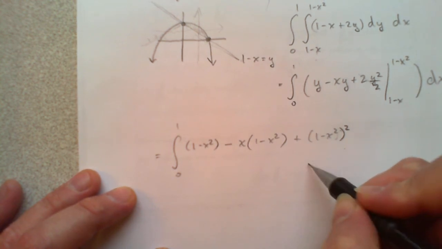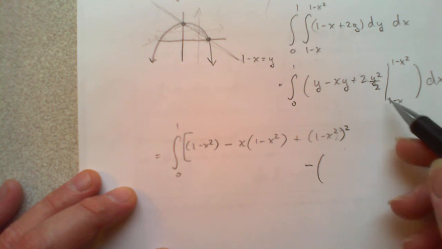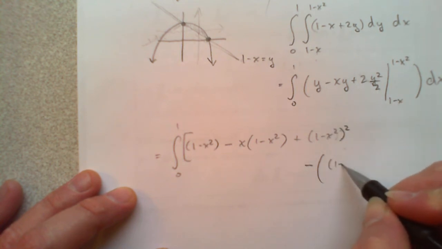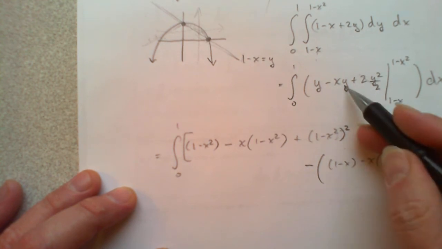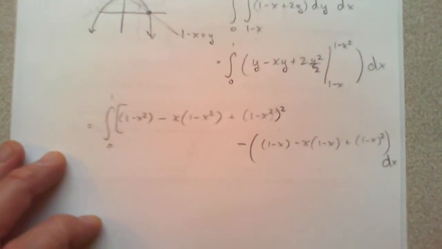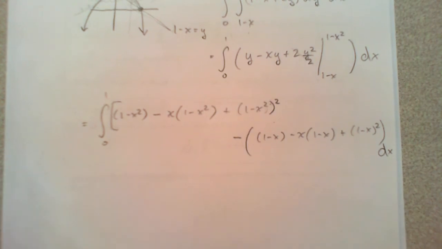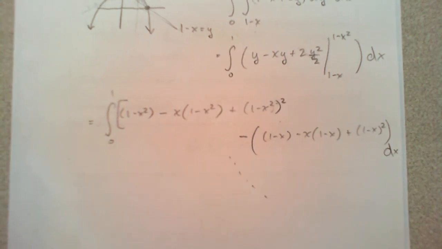Now, minus, so this is now the fundamental theorem of calculus. You're going to plug in 1 minus x for that y, and then plus 1 minus x quantity squared. And then all this would be dx. And then from there, just finish it off Calc 1 style after cleaning it all up.